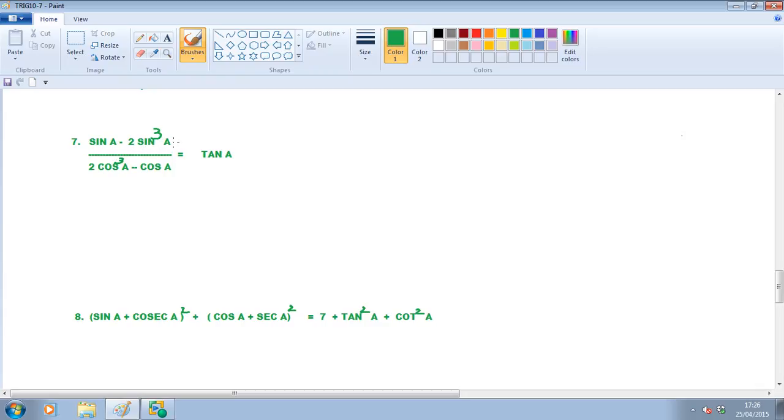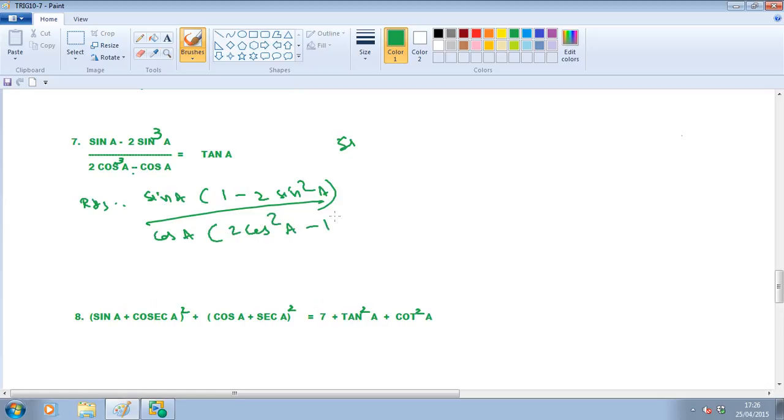Sin A minus 2 sin cube A. So we take the RHS, which is equal to sin A taken as common, sin A multiplied by (1 minus 2 sin square A), divided by, here we take cos A common, cos A multiplied by (2 cos square A minus 1). So sin A by cos A, we got the answer. So is 1 minus 2 sin square A equal to 2 cos square A minus 1?